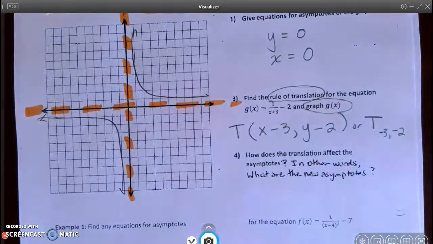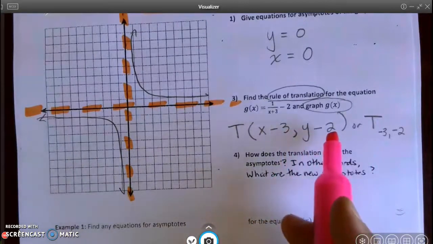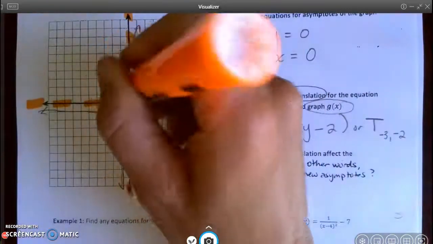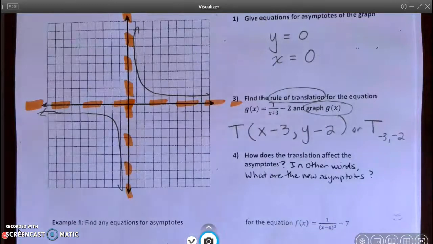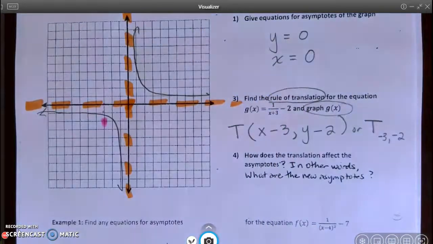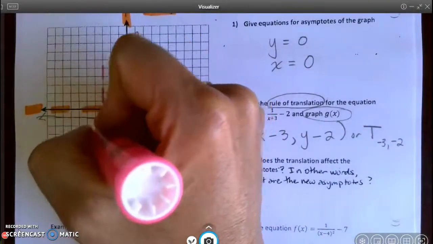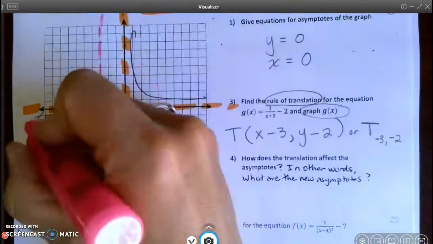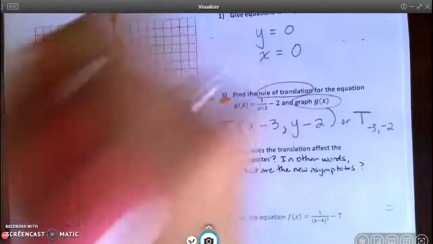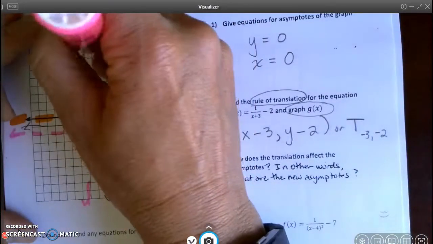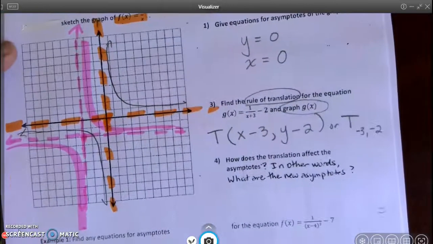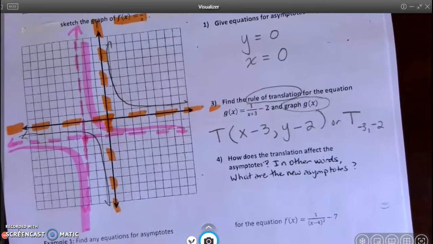Now, since my rule says I'm going to move x to the left 3 and y down 2, and my asymptotes right now are centered at the point (0, 0), I'm going to move the center of those asymptotes to the left 3, 1, 2, 3, and down 2. So this point right here becomes the new center of my asymptotes. So I'm going to sketch those new asymptotes. So those are my asymptotes. And then my new curves, I'm also going to do it in the same color, would look like this. So I've had to move my asymptotes from where they were in orange to where they are now in pink.